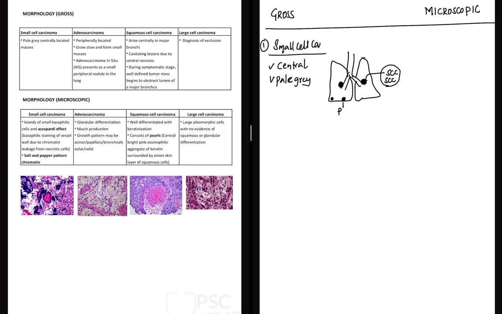Now, we are discussing the gross features of small cell carcinoma. Then microscopic: the name itself says there are small basophilic cells. Now these are cancer cells. So when a small cell undergoes cancerous change, within that cell you will see an increased nucleus to cytoplasmic ratio. There is so much bluishness to this cell. And these cancers are rapidly dividing.